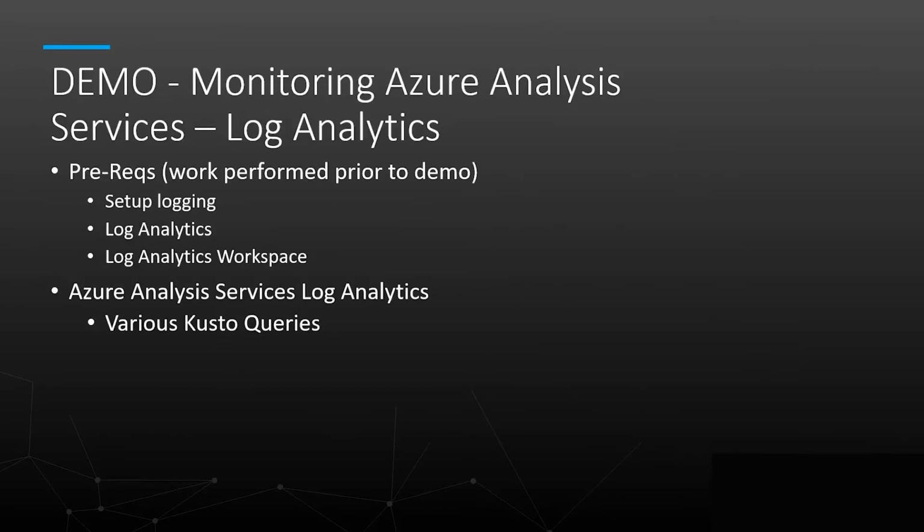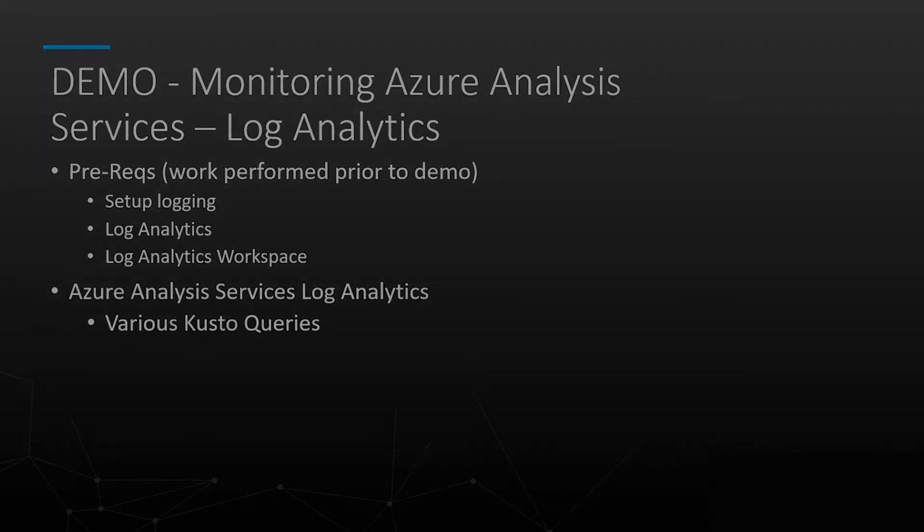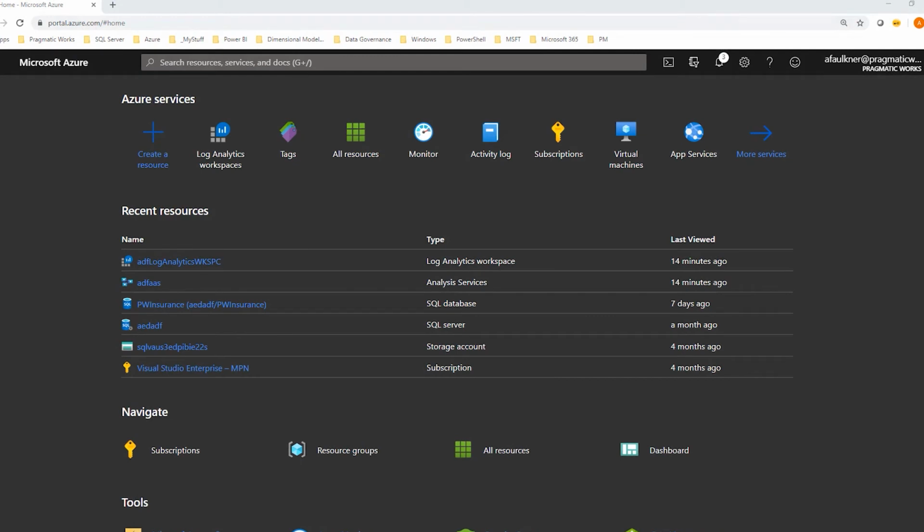In this demo, we're going to be looking at monitoring Azure Analysis Services using Log Analytics. The prereqs are that you have to set up logging, you have to have Log Analytics, and you have to set up a Log Analytics workspace. This assumes you already have an Azure subscription, and that you are running an Azure Analysis Services instance with a solution deployed. We also will look at Azure Analysis Services Log Analytics using various Kusto or KQL queries. Just to briefly demonstrate the resources that I have set up for this demo, I have an instance of Azure Analysis Services, and I also have a Log Analytics workspace for that.